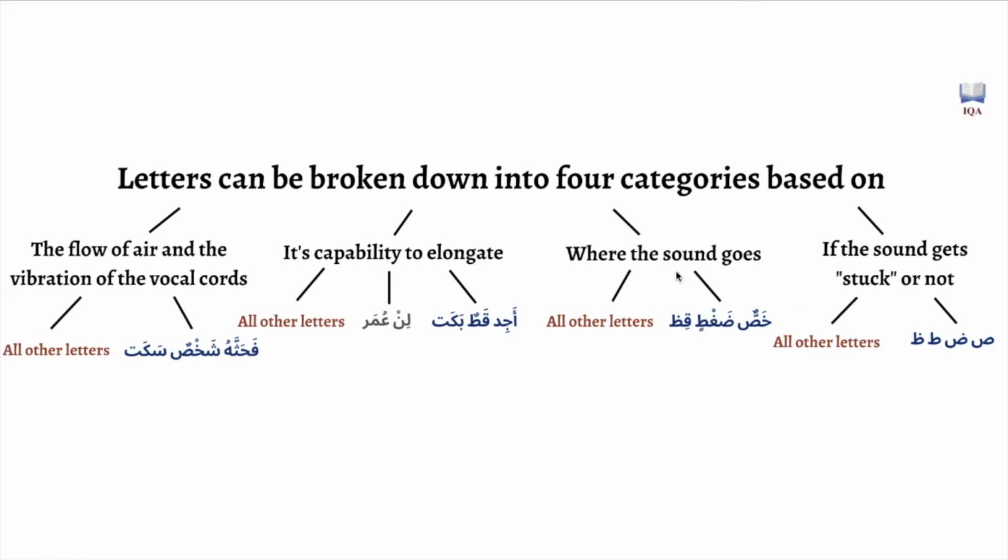Now, this one's very similar to the previous one, but it's slightly different. What's meant here by getting stuck is whether the sound is getting quote unquote stuck between your tongue and your upper palate or not. So the ones in blue, the sound is sort of getting stuck between your tongue and your upper palate. So for example, the dad, the sound is sort of getting stuck between my tongue and my upper palate. Now, for all other letters, this is not the case. So for example, the seen, S, the sound is going out of my mouth and it's going down.